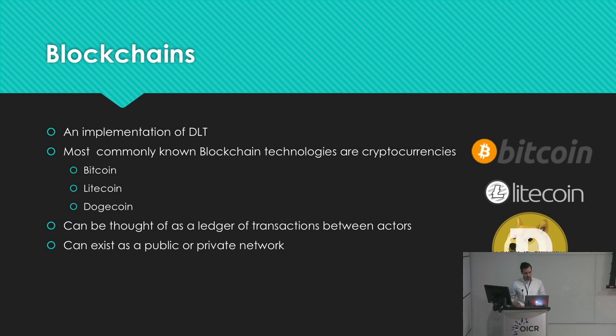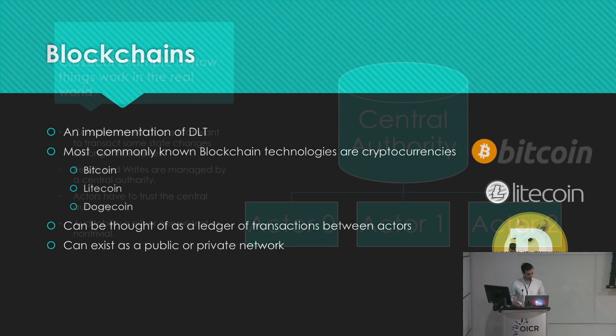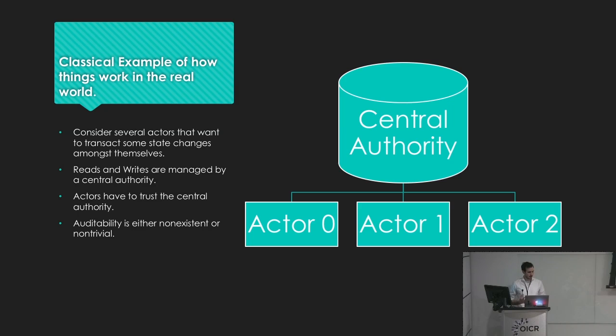Blockchains can exist both as public networks like Bitcoin and Litecoin, or as private networks, which are used for more special purpose things. And that's something that banks are looking at right now. In our classical example, you can picture it like this diagram. You can view a bank like this, or some kind of authority. Most CRUD apps on the internet work like this, where you've got a bunch of actors, and they want to transact some state changes amongst themselves. And usually they have to operate through the mediation of some central authority.